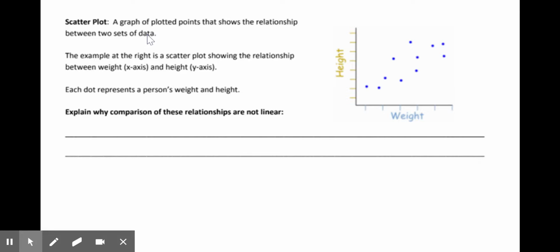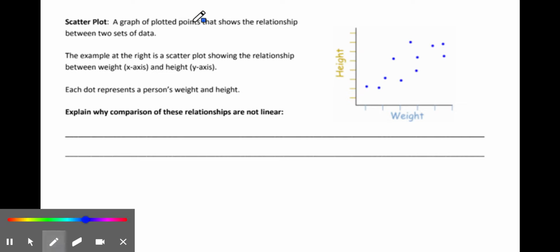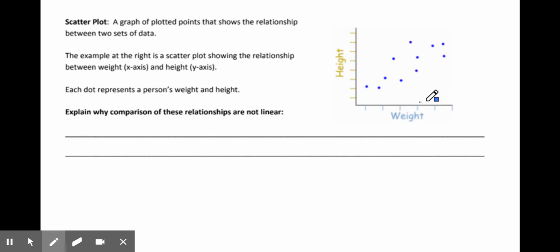Okay, so the first thing we're going to talk about is a scatter plot. All you need to know about a scatter plot is that it is simply a graph of plotted points that show the relationship between two sets of data. So over here on the right, you could imagine going around the classroom and surveying your fellow students or classmates about what their height is and what their weight is. And then if you were to take all of these data points that you get for each person and plot them, you would create what we call a scatter plot. So each one of these points represents someone's height and weight.